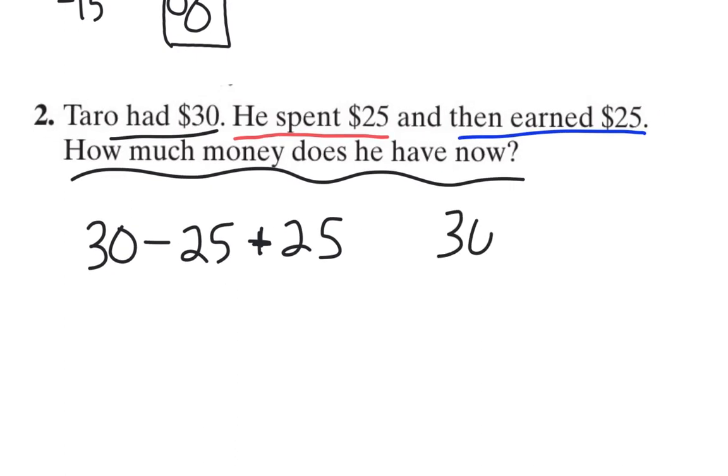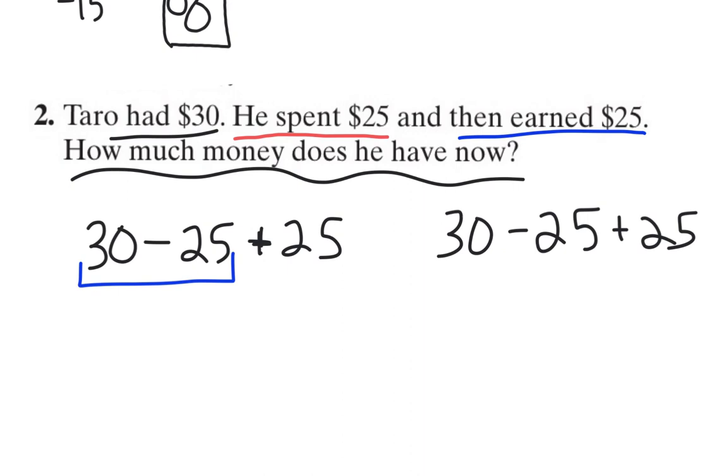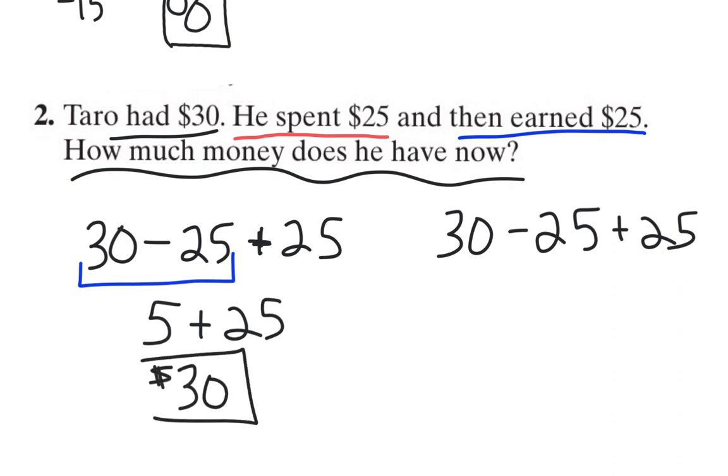I'm going to rewrite this, and we're going to look at this 2 different ways. So one way is just work it out like we normally would have. We could do 30 minus 25. So if you have $30 and spend $25, you would have $5. And then plus $25 would bring you back to $30. That's one way to do this.